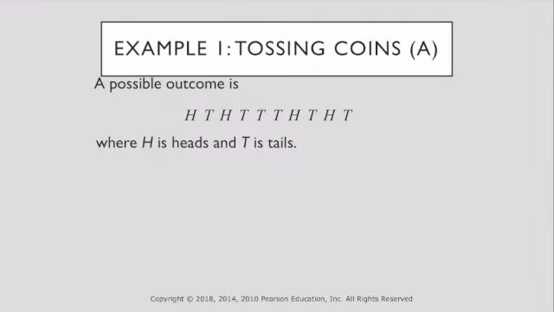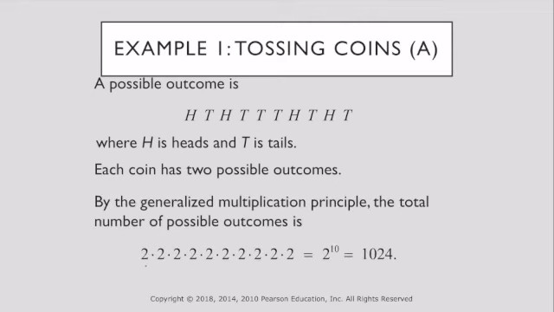A possible outcome for tossing a coin 10 times could be heads, tails, heads, tails, tails, tails, heads, tails, heads, tails. Each coin has 2 possible outcomes. I talked about this before. So there are 2 to the 10th power possible outcomes, because we're flipping the coin 10 times. So there's 1,024 possible outcomes.